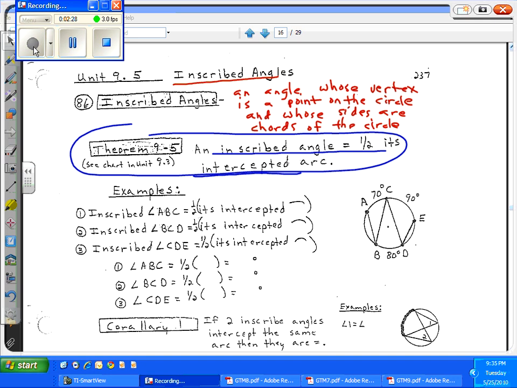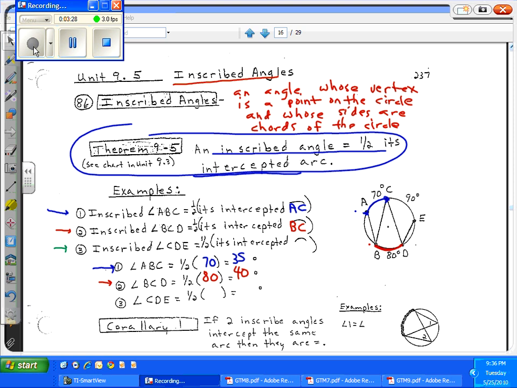Inscribed angle, we're on example 1 here. Inscribed angle ABC is equal to half the measure of its intercepted arc, arc AC. Therefore, angle ABC is 1/2 of 70 degrees, which makes it 35 degrees. Number 2, inscribed angle BCD is equal to 1/2 the measure of its intercepted arc, arc BD. Therefore, angle BCD is half of 80, which is 40 degrees.